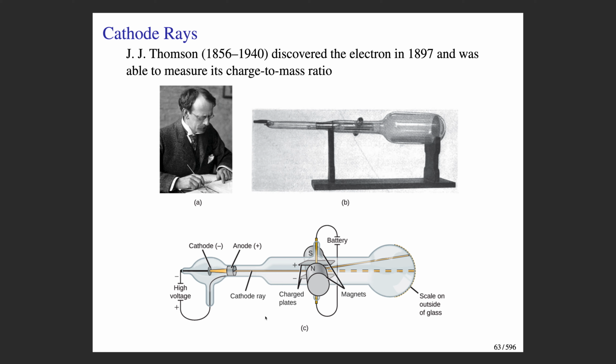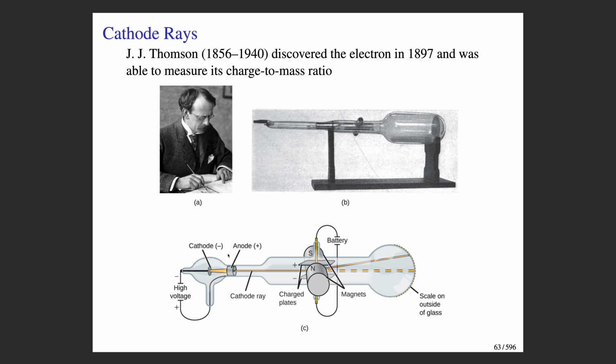So in this first experiment, we're talking about the cathode ray experiments conducted by J.J. Thomson, which allowed him to discover the electron and determine the charge to mass ratio of the electron. So this device here is called a cathode ray tube.